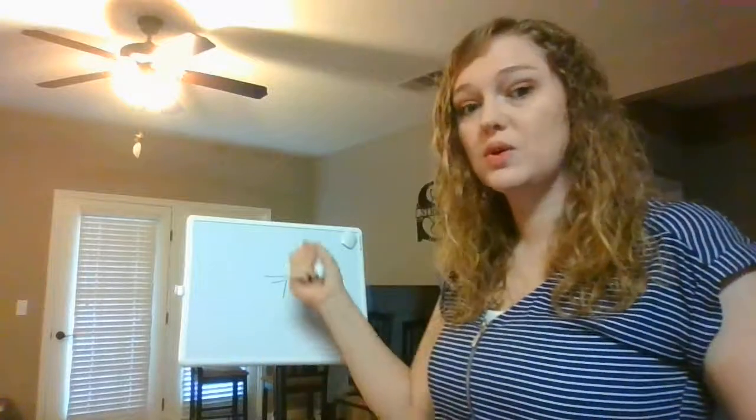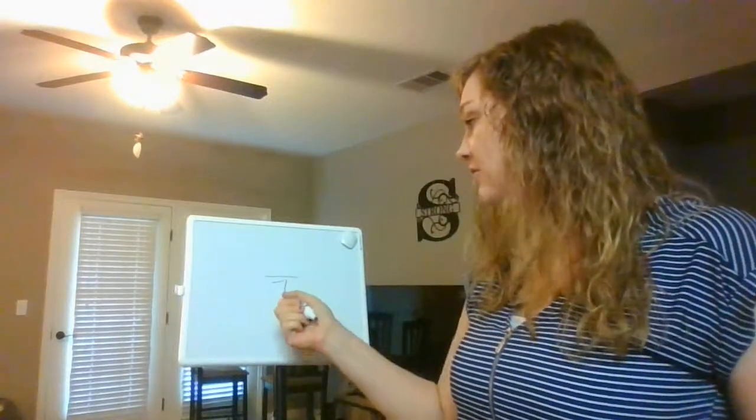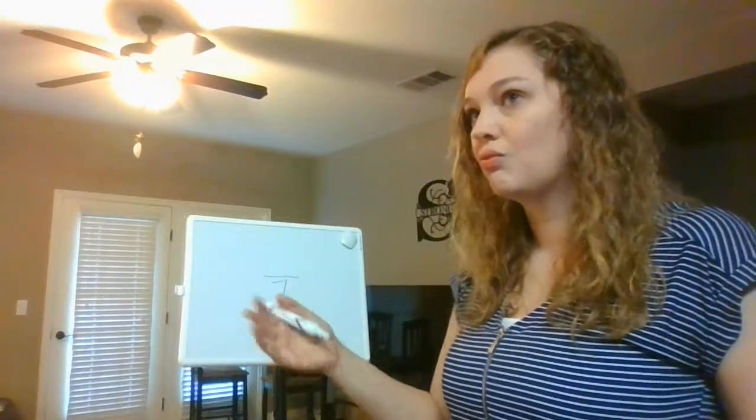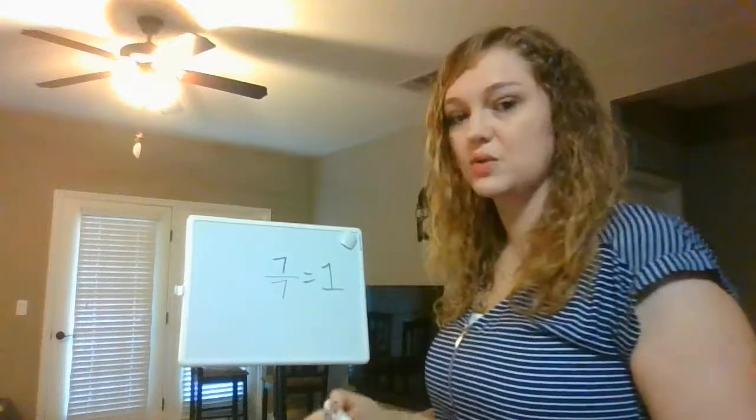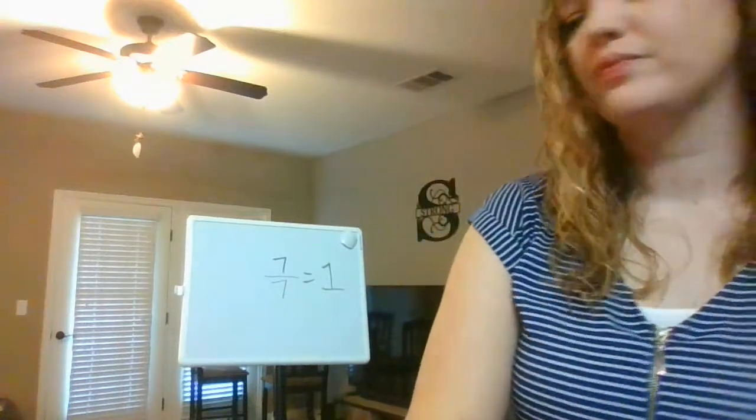All right, example 2. Write a fraction equal to 1 that has a denominator of 7. Remember, the denominator is the bottom number. So I have my denominator. Well, what's my numerator have to be if I want it to equal 1? 7. They have to match. 7/7 equals 1. So that's pretty simple.